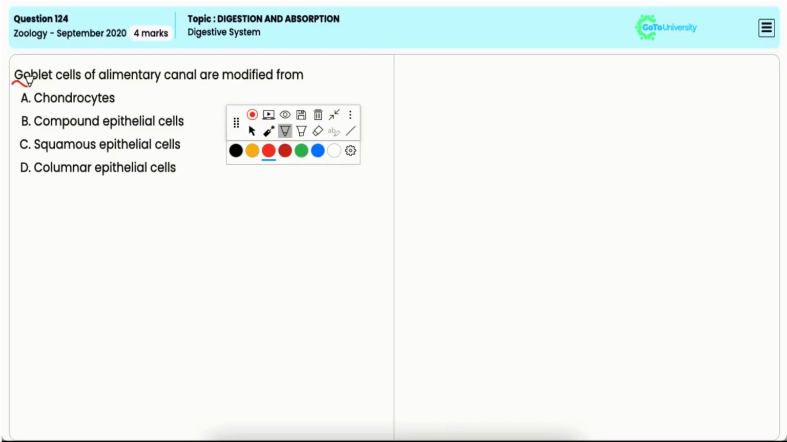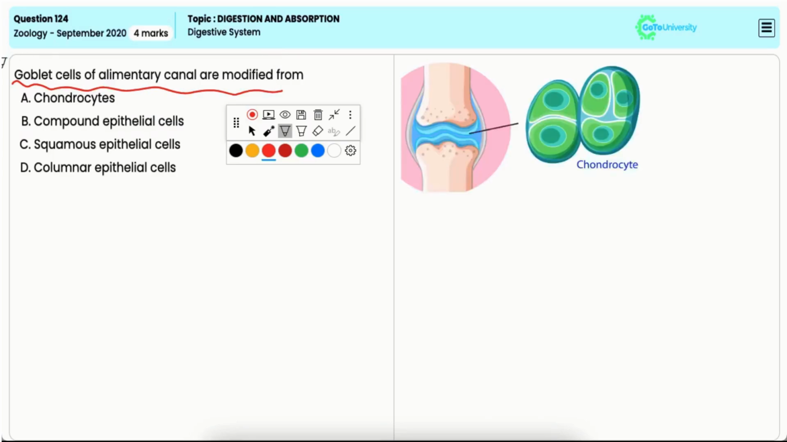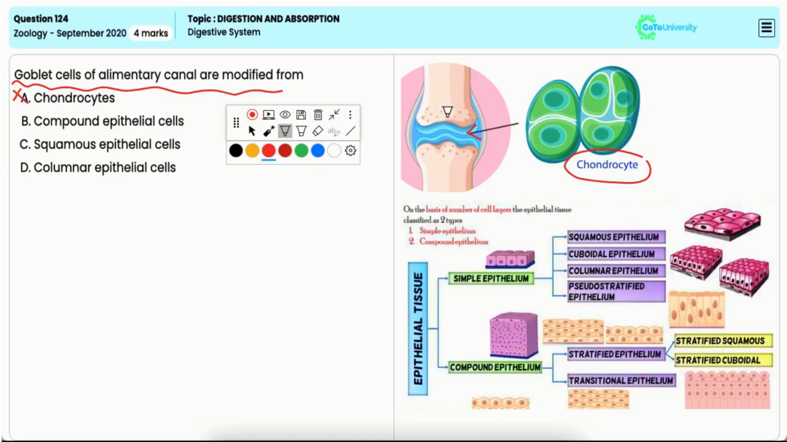The goblet cells of the alimentary canal are modified from? Option A, chondrocytes. This is incorrect because chondrocytes are cells found in cartilage and not in the lining of the alimentary canal. Option B, compound epithelial cells.